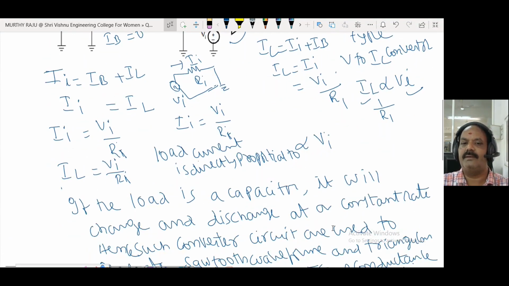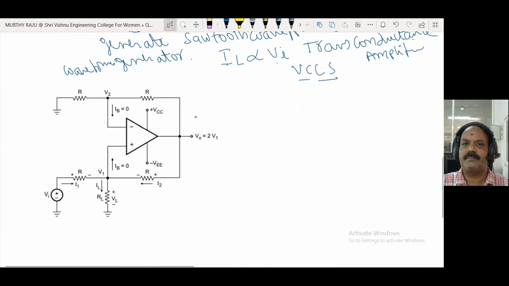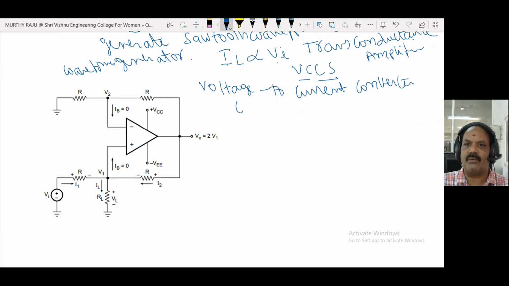Next one, voltage to current converter with ground load. In the previous case, it was a floating node. Floating node means the load resistance RL is not connected to ground. Here, the load resistance RL is connected to ground.